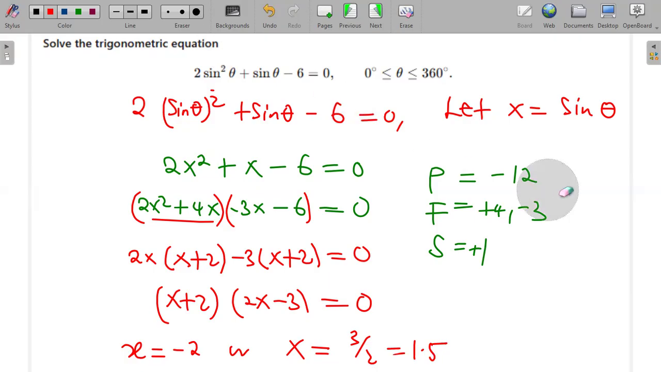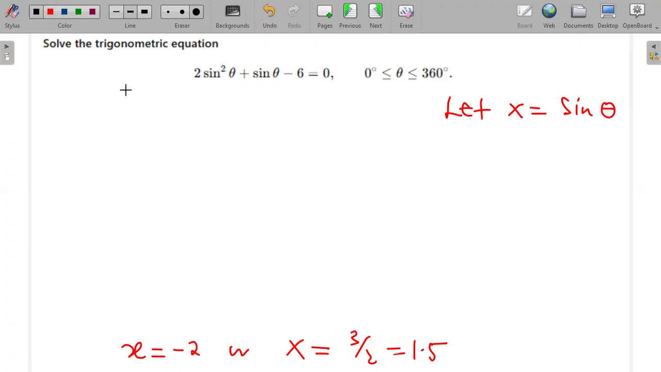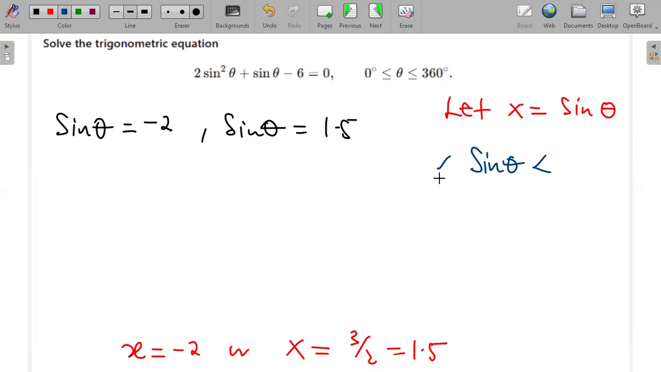Okay, so now we can go back to our equation to try to solve for the theta. Okay, so I replace this x with the sine. So it becomes sine theta is equals to minus 2, or sine theta is equals to 1.5. So now look at the numbers that we have on the right there. They are bigger than 1, right? Or they are smaller than minus 1. So the sine theta is only valid between 1 and minus 1.